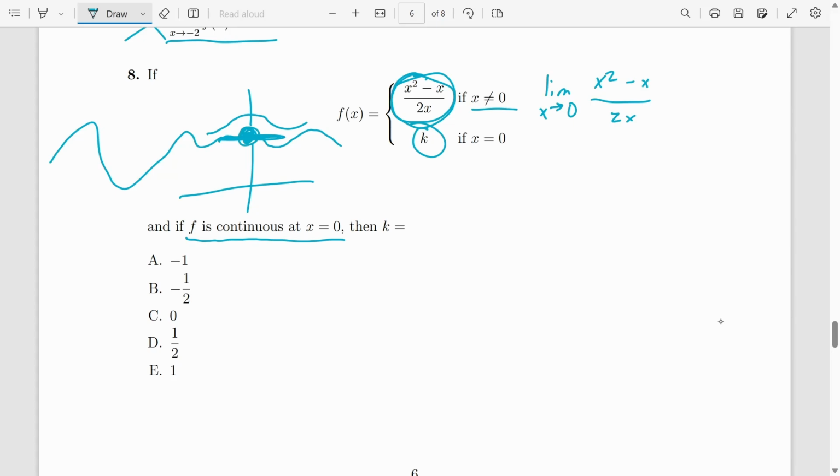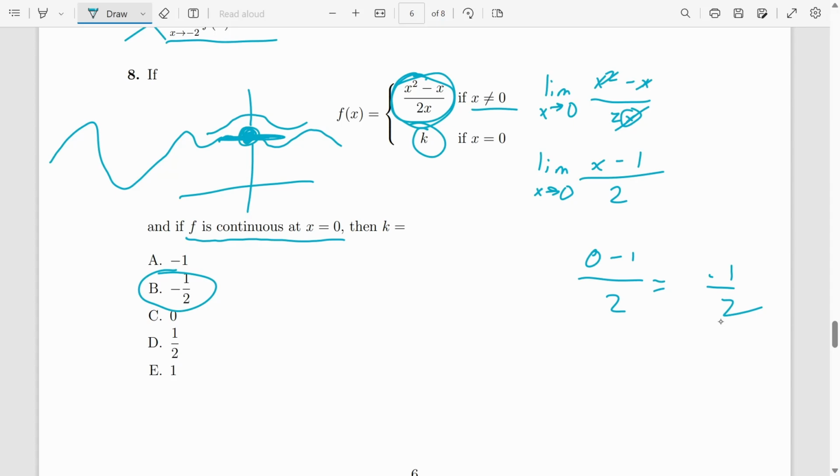So to do this we could just simplify it. Both the top and the bottom have a factor of x, so we can just cross all of those out. This becomes x minus 1 all over 2. We're still taking the limit as x approaches 0, and then we can just plug in 0, and we'll no longer get something undefined. So 0 minus 1 over 2 equals negative 1/2. So that's the answer. k must equal negative 1/2 in order for f to be continuous at x equals 0.